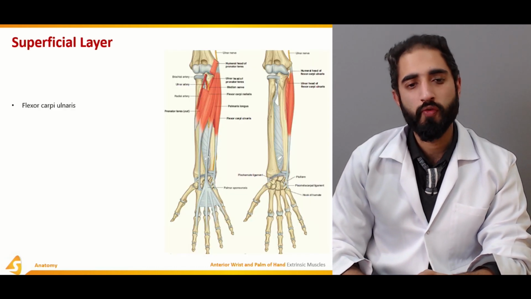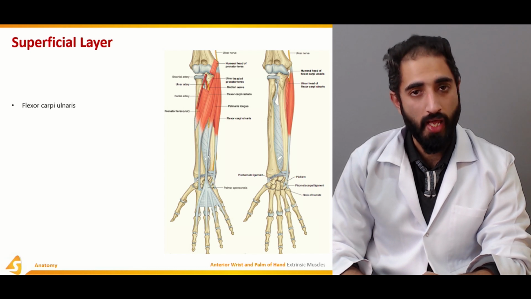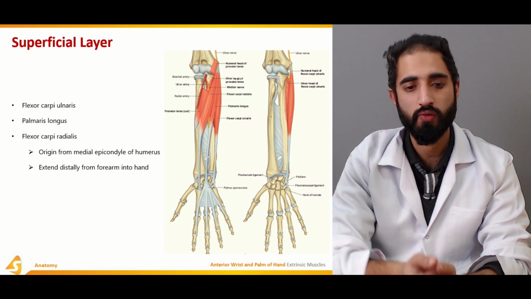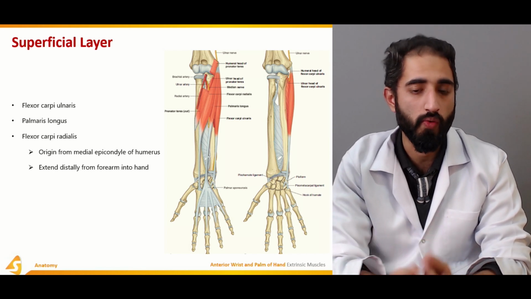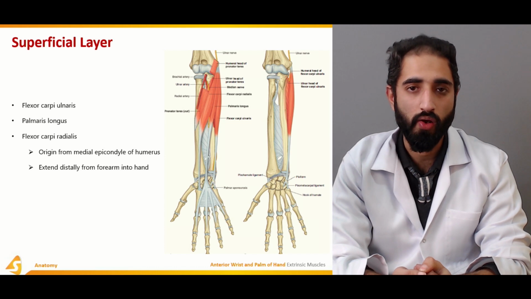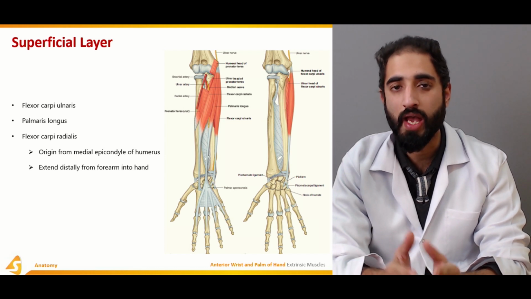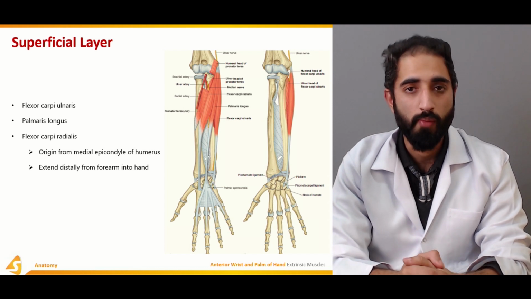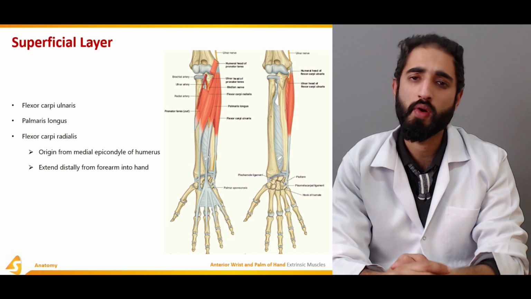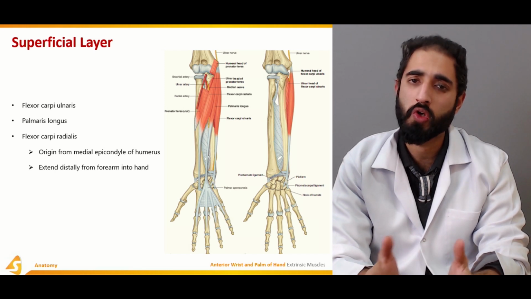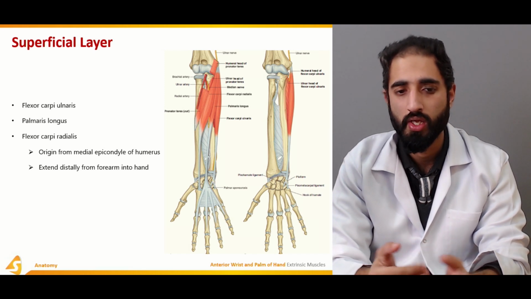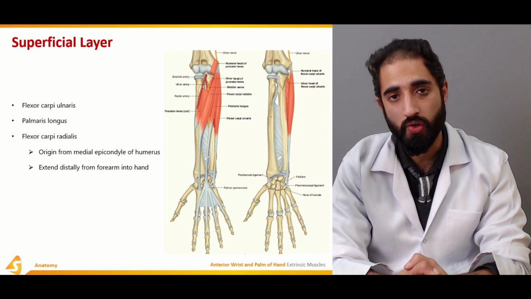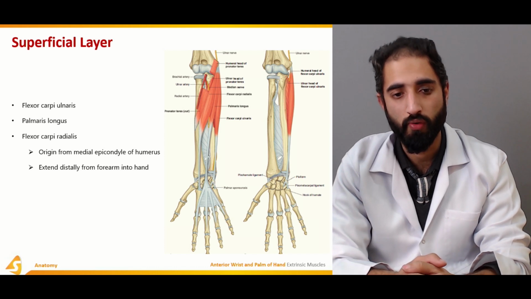Talking about the superficial layer, we have the flexor carpi ulnaris, palmaris longus, and flexor carpi radialis. These three muscles have a common origin from the medial epicondyle of the humerus, and thus that site of origin is known as the common flexor origin, because it is clinically very significant as well, and it is commonly involved in a condition known as medial epicondylitis or golfer's elbow.